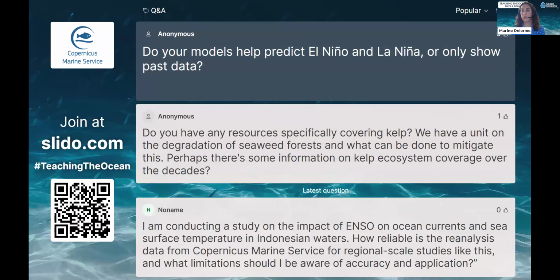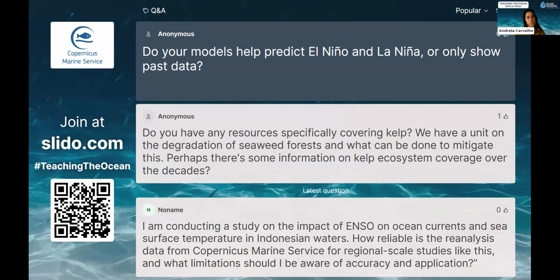Okay, we're going to take a few more questions before the break. The question is, do your models help predict El Niño and La Niña, or only show past data? We don't show only past data. We also create forecasts up to 10 days. And there's also work being done on creating forecasts a little bit longer, up to 30 days. But we are not able to create seasonal forecasts yet, or at least we're not distributing forecasts that are months in advance or something like that.